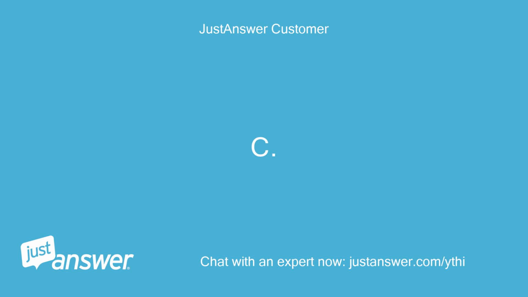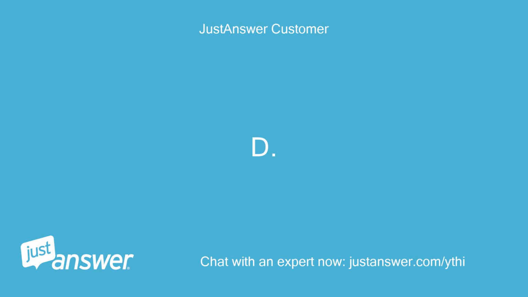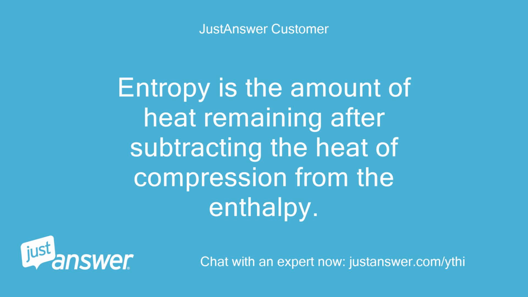C. Entropy is the ratio of absolute pressure to absolute temperature. D. Entropy is the amount of heat remaining after subtracting the heat of compression from the enthalpy.